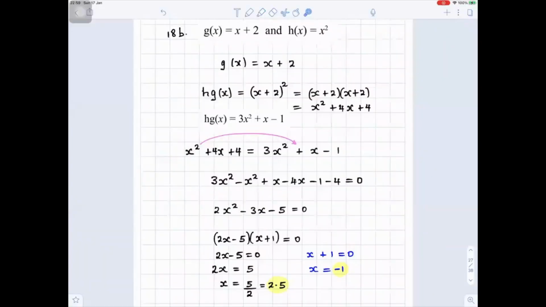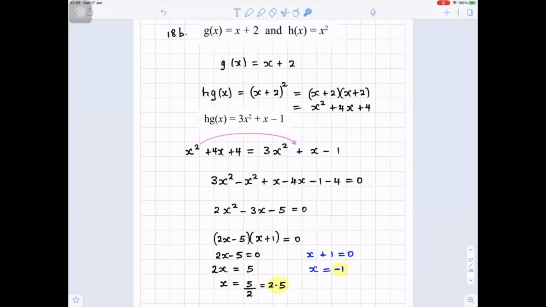For 18b, g of x is x plus 2, h of x is x squared. So hg of x would be x plus 2 all squared. And x plus 2 all squared means x plus 2, x plus 2. So for hg of x, whatever you do, you take g of x and substitute it in place of x. So this x plus 2 goes in place of x. So it becomes x plus 2 squared.